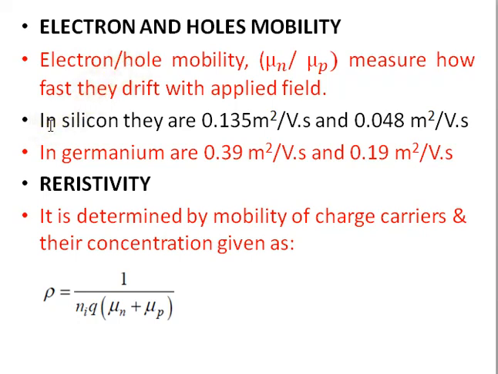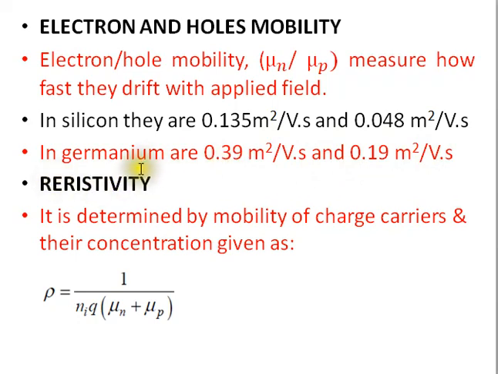And it has been discovered that for silicon, the mobility of electron is 0.135 meters square per volt second, and that for hole is 0.048. And for germanium we have 0.39 for electrons and 0.19 for holes.